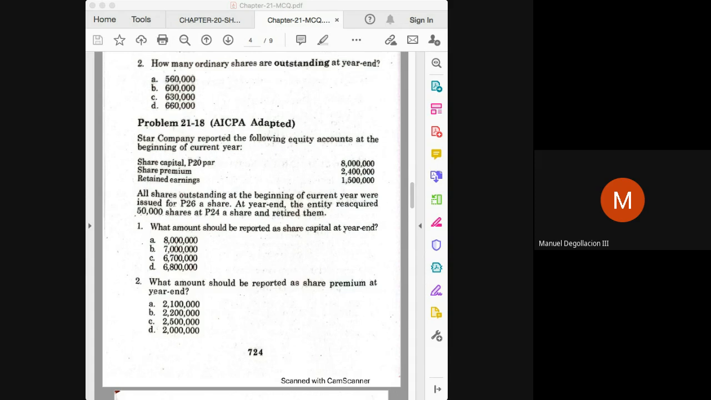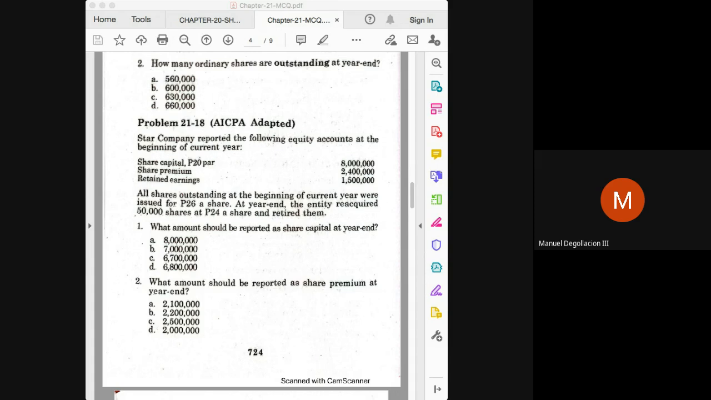But let's focus first on the acquisition of the treasury shares. How many treasury shares were acquired? 50,000. And at what price were they acquired? 24. So the total price paid would be 1,200,000. That's 50,000 times 24.